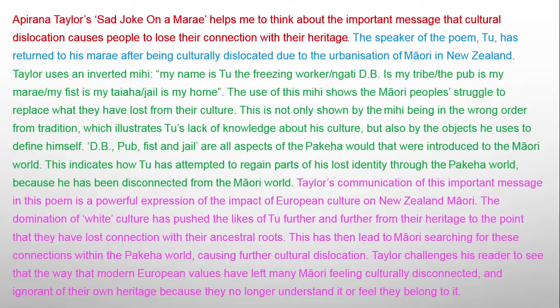And my comment. Taylor's communication of this important message in this poem is a powerful expression of the impact of European culture on New Zealand Māori. The domination of white culture has pushed the likes of Tu further and further from their heritage to the point that they have lost connection with their ancestral roots. This has then led to Māori searching for these connections within the Pākehā world, causing further cultural dislocation. Taylor challenges his readers to see that the way that modern European values have left many Māori feeling culturally disconnected and ignorant of their own heritage because they no longer understand it or feel they belong to it.